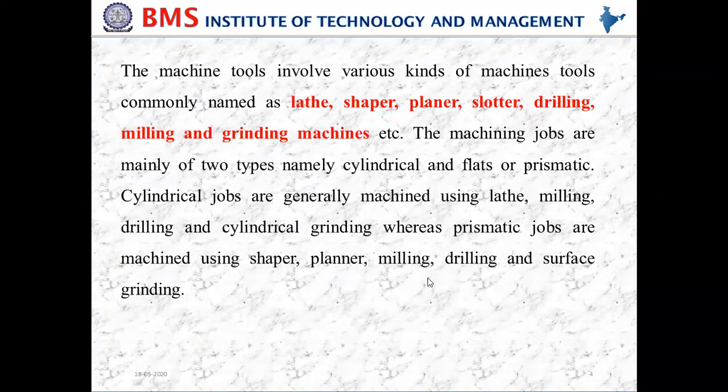In the case of prismatic jobs, prisms are, for instance, a pentagonal prism or hexagonal prism, with flat surfaces. They are not cylindrical surfaces, so those are called prismatic jobs. Those are machined using the shaper, planer, milling, drilling, and surface grinding. So these are the machine tools used depending on the type of machining job you need to machine.